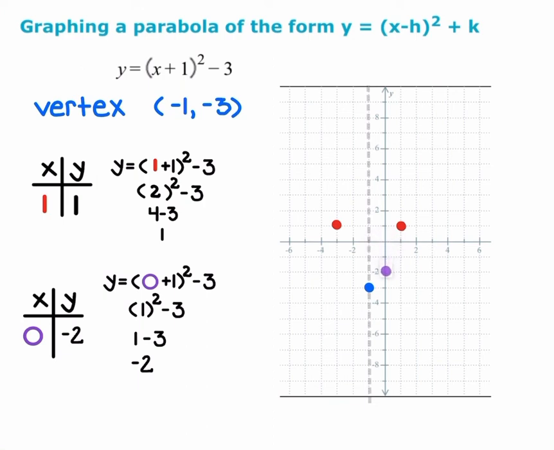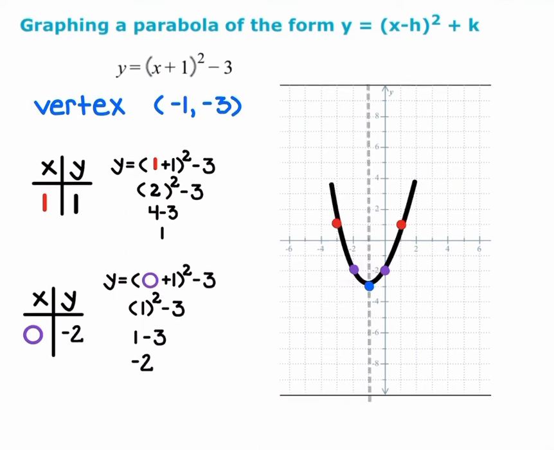We can use that axis of symmetry and jump across that and get an extra point. Or we could have substituted -2 in for x and simplified, and we would have also found the y-coordinate to be -2. With all of these points, I'm sketching in the parabola, and our graph is complete.